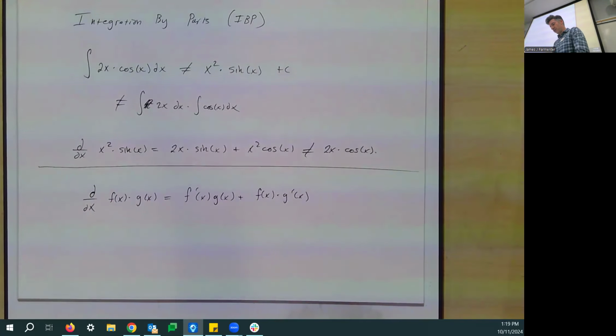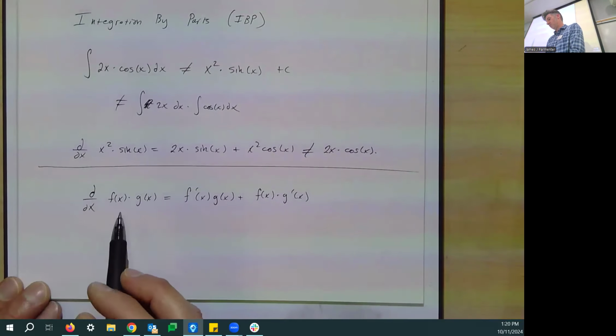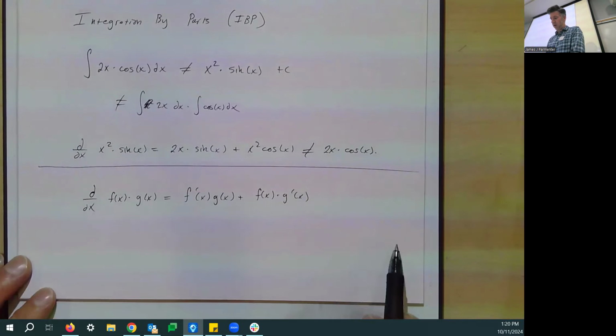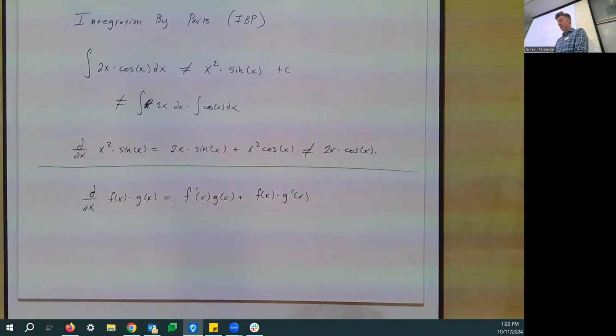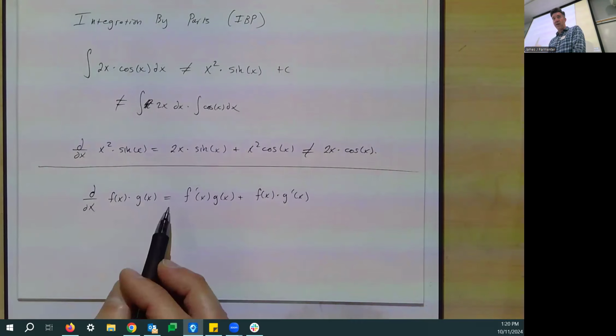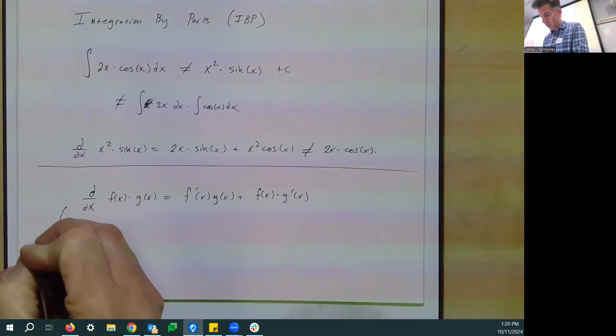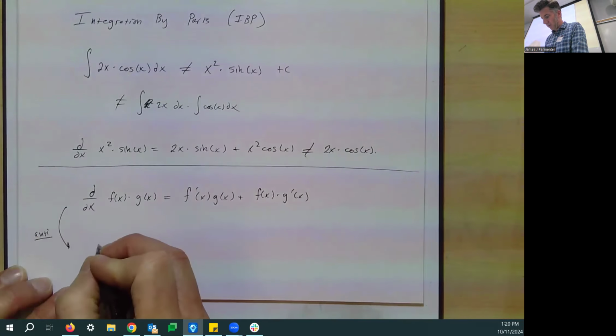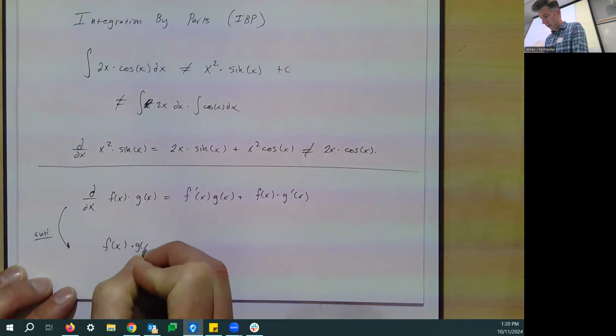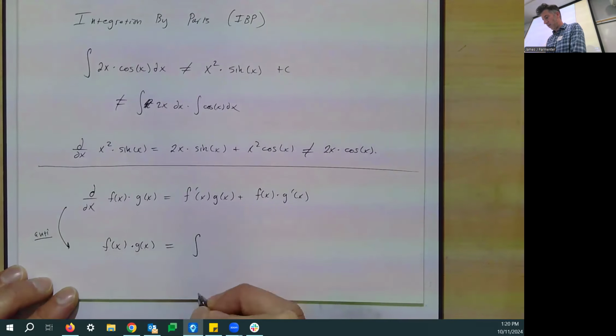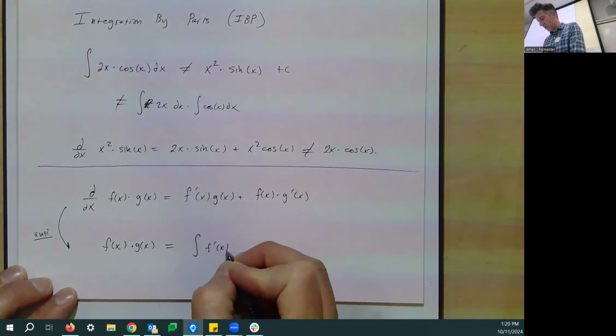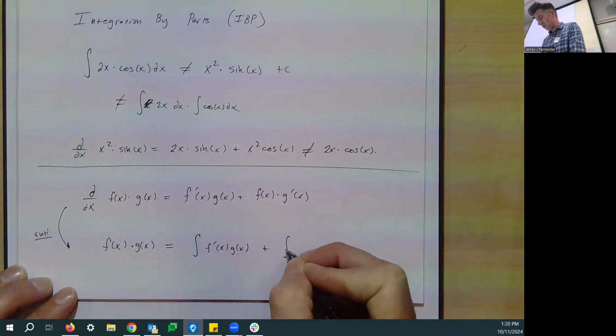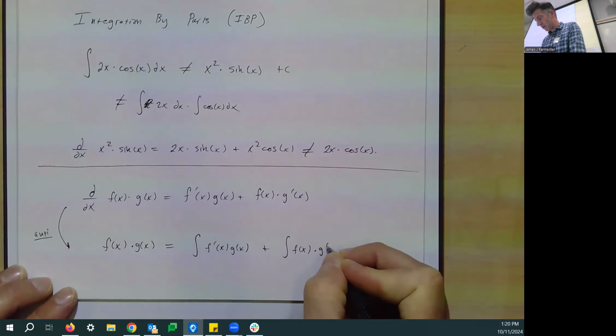For whatever reason, people have decided to write this using u's and v's instead of f's and g's, which is terrible because my u's and my v's don't look that dissimilar. So I'm going to write it using f's and g's first, and then I'll write it in the standard way. We're going to anti-differentiate both sides. The antiderivative of the derivative of a thing is just the thing. So we have f of x times g of x on the left, equal to the antiderivative of f prime of x times g of x plus the antiderivative of f of x times g prime of x.